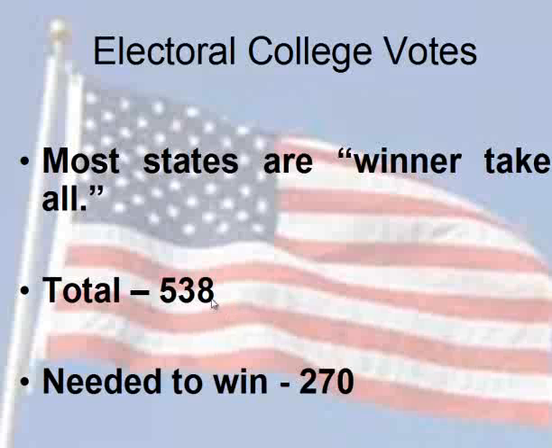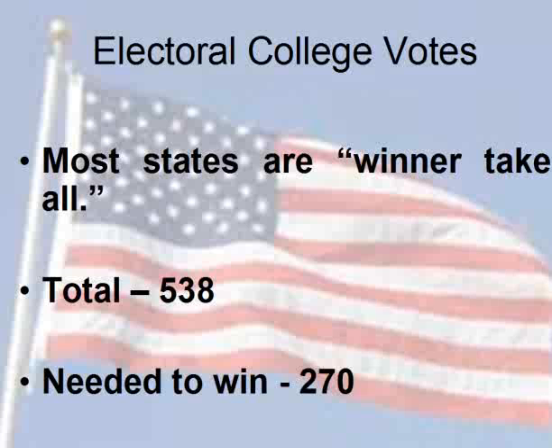So the key number is 538. You have 538 total electoral college votes because there are 535 members of Congress, 100 senators and 435 representatives, and then you have the 3 from the District of Columbia. And because of that, you need 270 to win. In other words, you need a majority of the 538, which is 270.